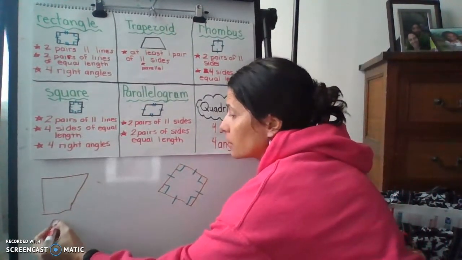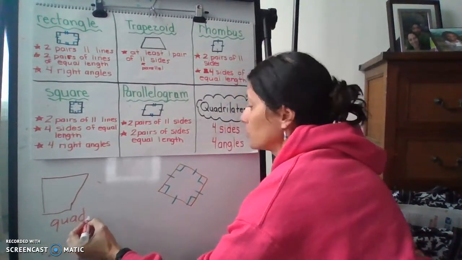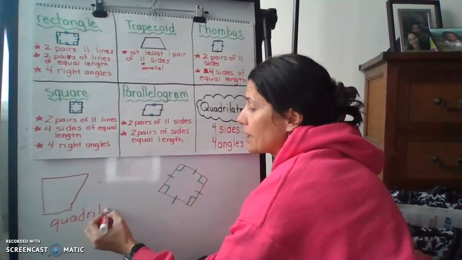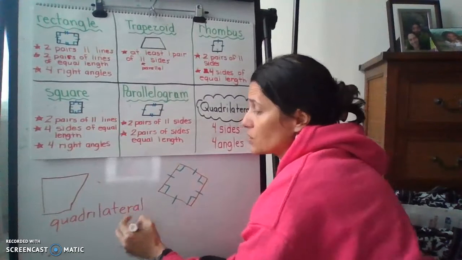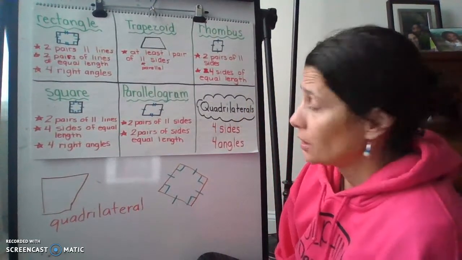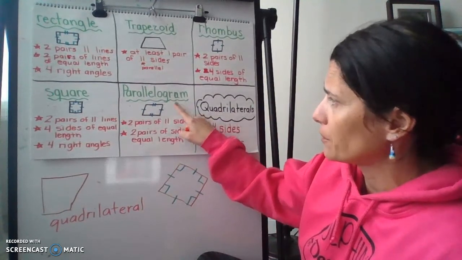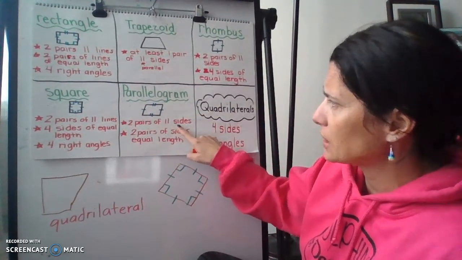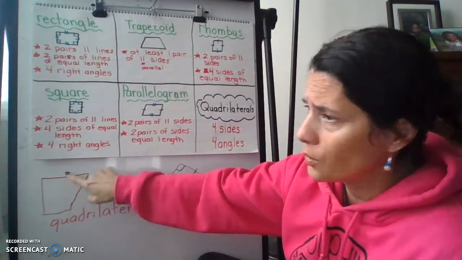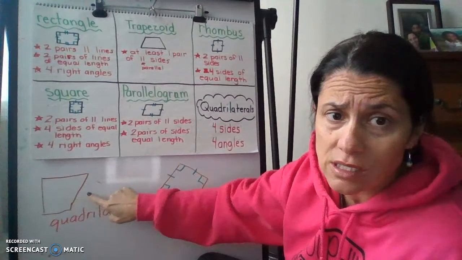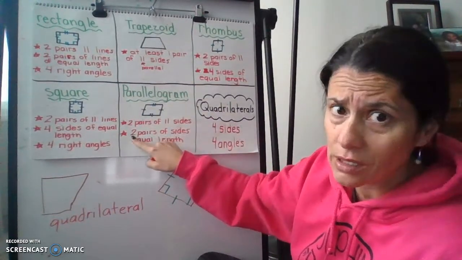So we put the word quadrilateral down here. This shape is a quadrilateral. All right, let's look at all of our other names. Is it a parallelogram? Does it have 2 pairs of parallel sides? No, it only has 1 pair of parallel sides. These 2 are not parallel, so it is not a parallelogram.